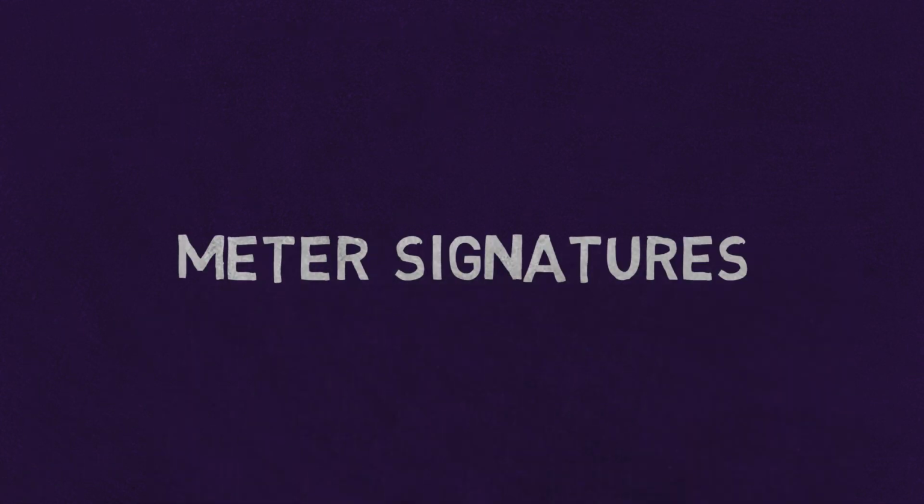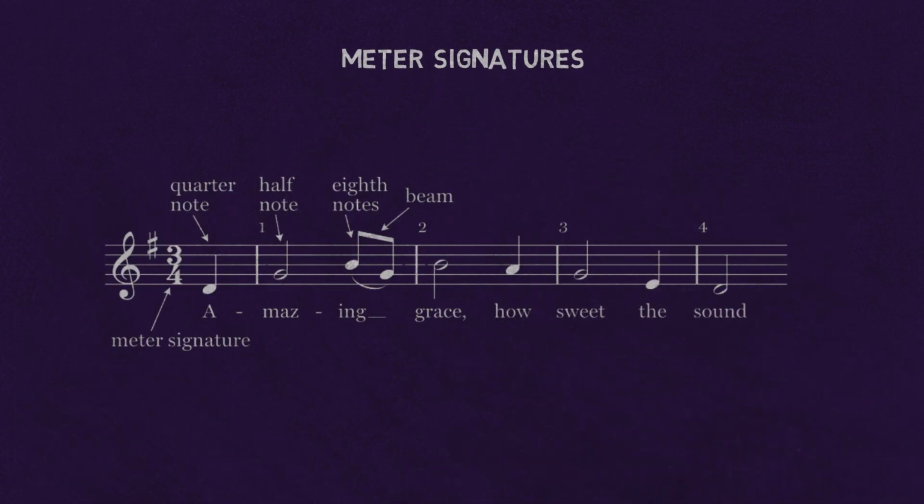Meter signatures. A meter signature, or time signature, at the beginning of a score establishes the meter type and beat unit, the note value that gets 1 beat. In Amazing Grace, the upper number means that there are 3 beats in each full measure, while the lower number indicates the beat unit. The quarter note gets 1 beat.